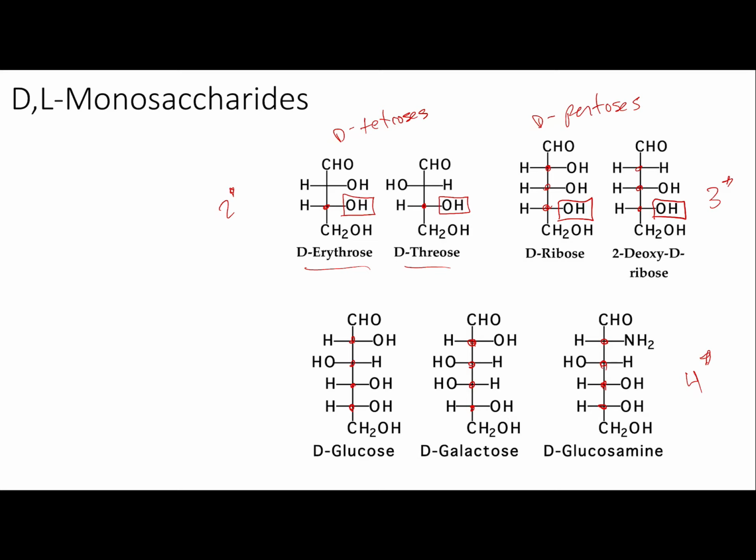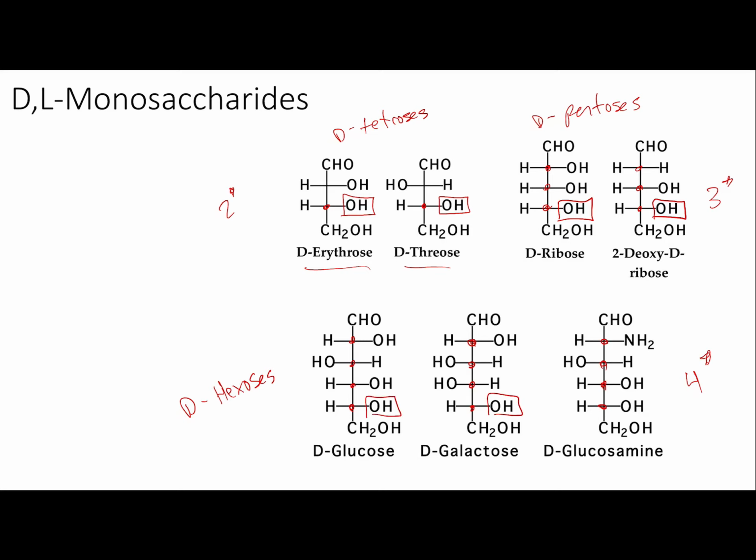is. Here are the most common pentoses, biologically common pentoses, D-ribose and 2-deoxy-D-ribose. These are the sugars that go into your DNA. And then we have our 6-carbon monosaccharides. These are the D-hexoses, and the ones that we're going to talk about. D-glucose, D-galactose are the main ones.